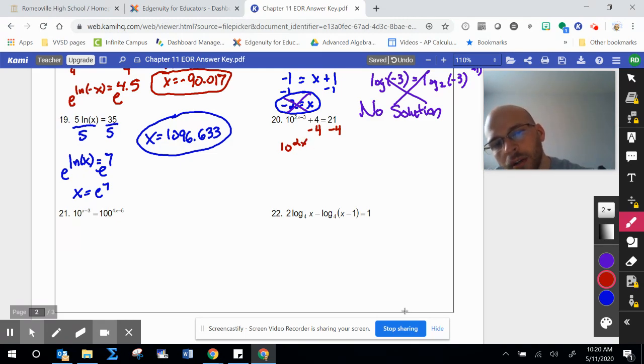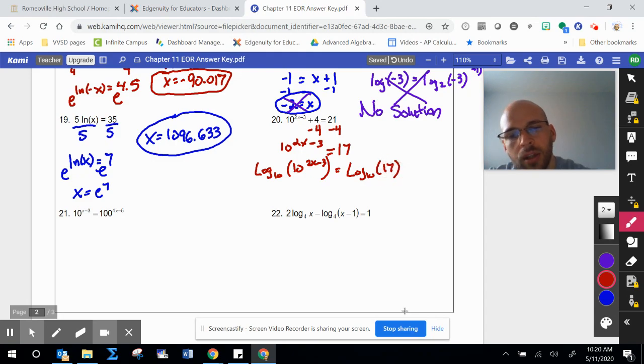Minus 3 is equal to, and 21 minus 4 is going to be 17. Now, to get rid of the 10, we have to use a log base 10 of both sides. So 10 to the 2x minus 3 equals log base 10 of 17. Those cancel, and I just get 2x minus 3 equals the log base 10 of 17.